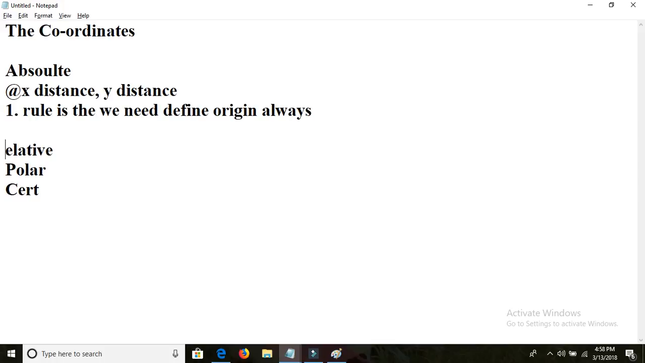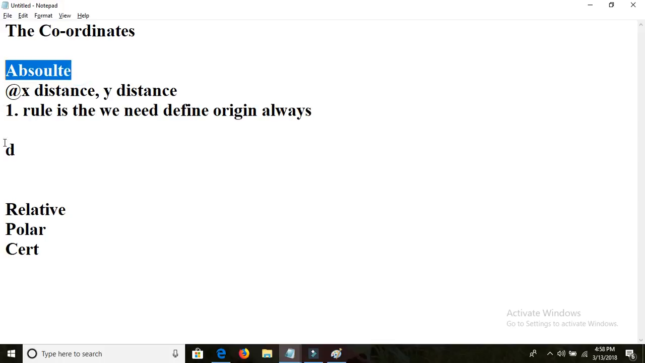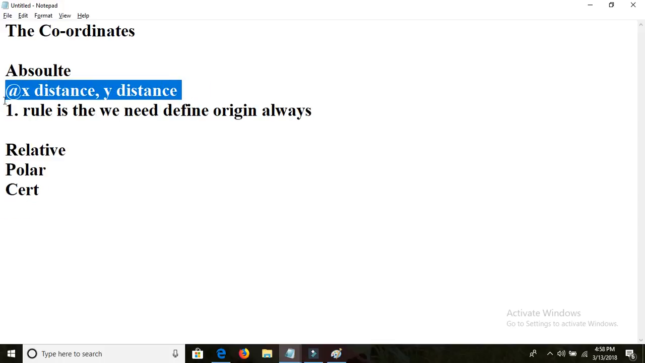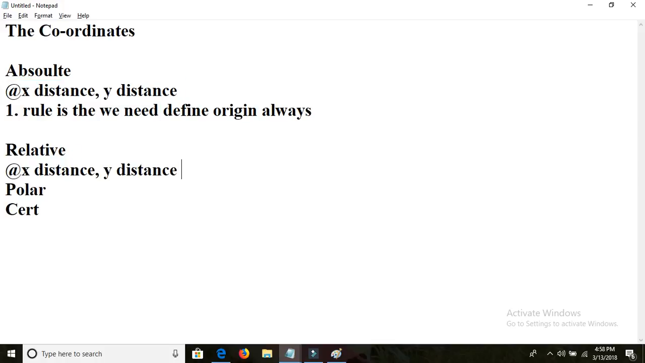Okay, now coming to the relative. See friend, the relative is not having any difference to the absolute, but there is only one thing. If you are talking about the relative, the relative syntax is the same syntax that we are using in the absolute. Okay, so now let us see here.